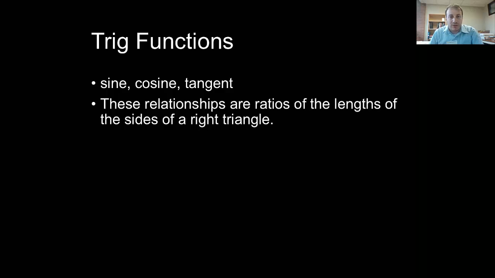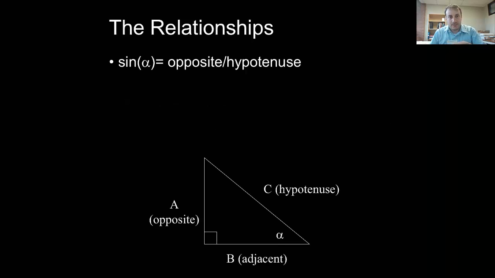In general, these describe the relationships of ratios of different lengths of different sides of a right triangle. So let's show these relationships. We've got our right triangle here on the bottom of the screen with an angle alpha shown. The sine of this angle alpha is going to be equal to the opposite over the hypotenuse, or in this case, the length of A over the length of C.